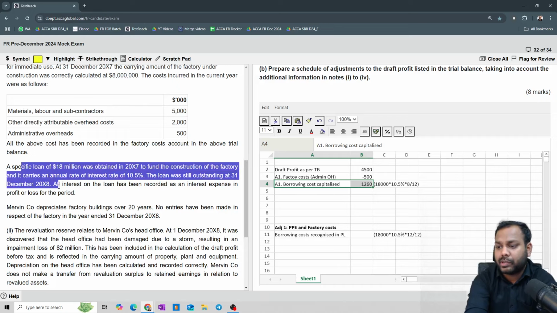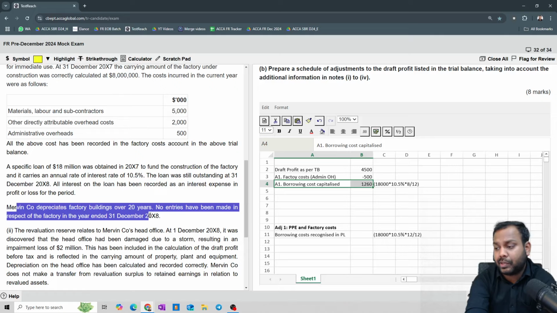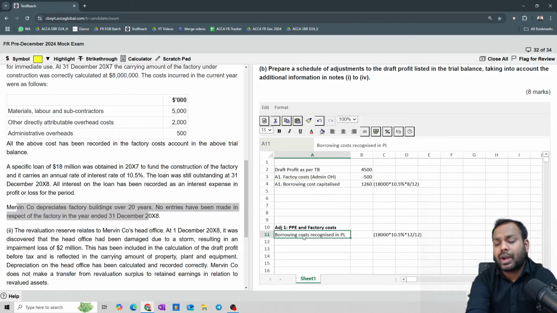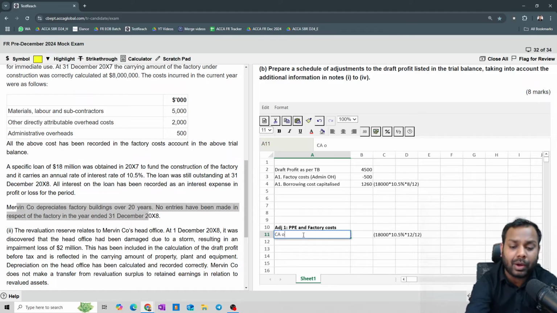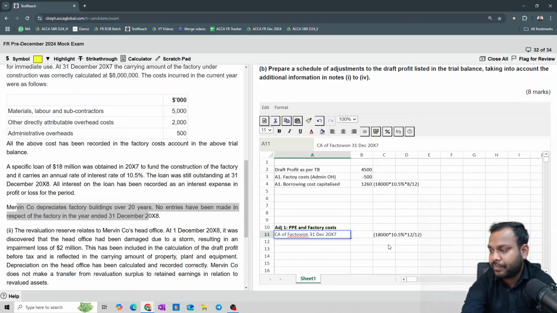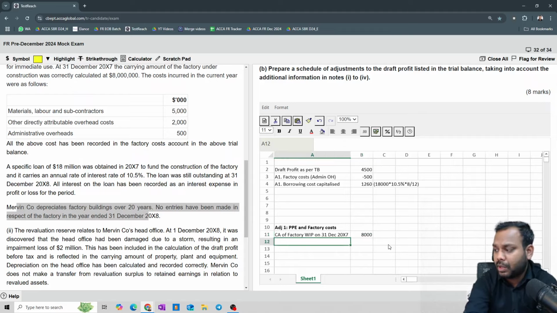So this part is done. Now depreciation of the factory. To calculate the depreciation of the factory, first of all we need to know the carrying amount of factory work in progress on 31 December 20x7. It was 8,000. Capitalized in 20x8 is how much?